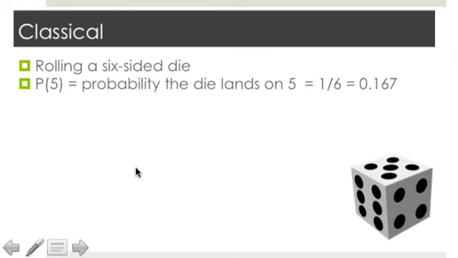Another example is rolling a 6-sided die with numbers 1 through 6 on it. The probability of getting a 5, which we have over here on the left, is the probability that the die lands on the 5 like it is showing right here. And this is exactly 1 out of 6, or about 0.167. This is again under the assumption that this is a fair die, meaning that all the numbers 1 through 6 have an equal chance of landing.